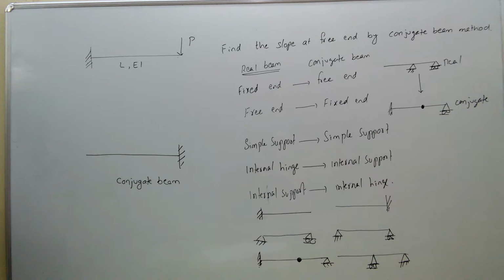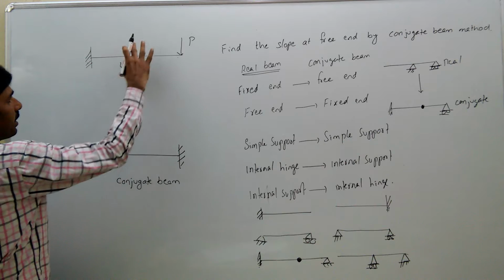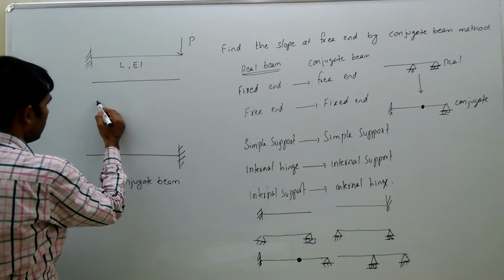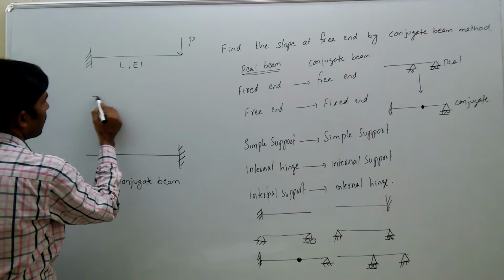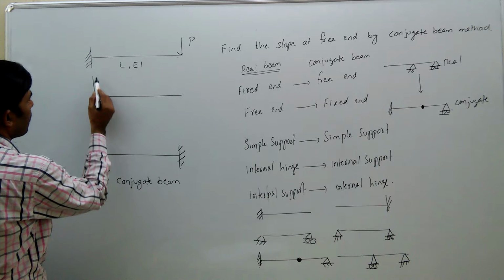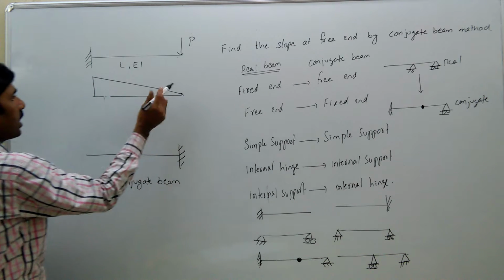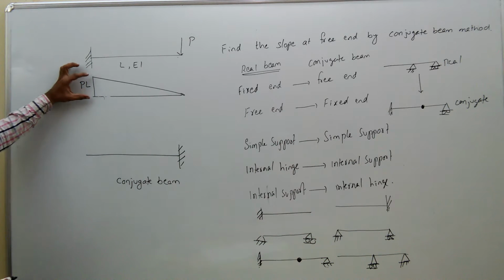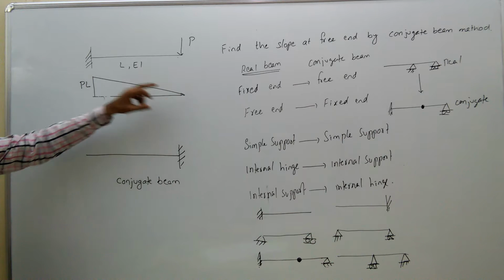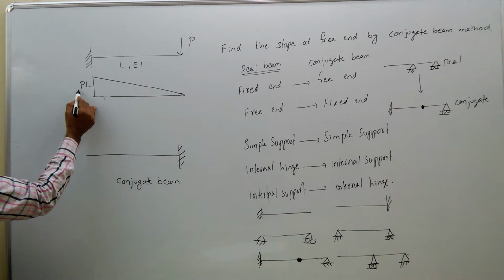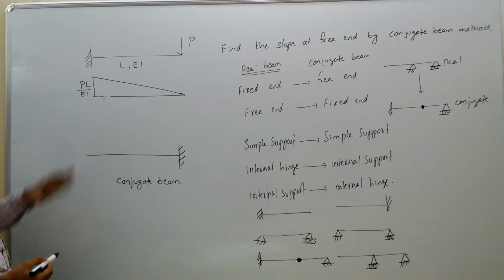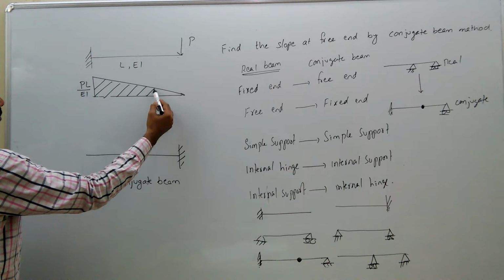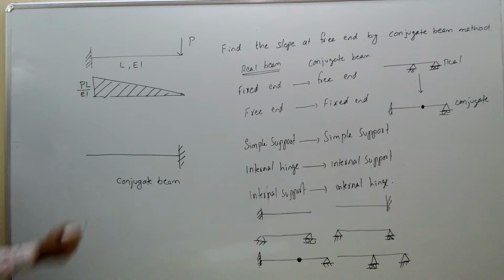Then what else? Then the curvature diagram. For this real beam, we need to draw the curvature diagram. Bending moment first. Here bending moment is 0. Here PL is the bending moment. If you divide this PL by EI, we will get the curvature diagram. This is the curvature diagram.